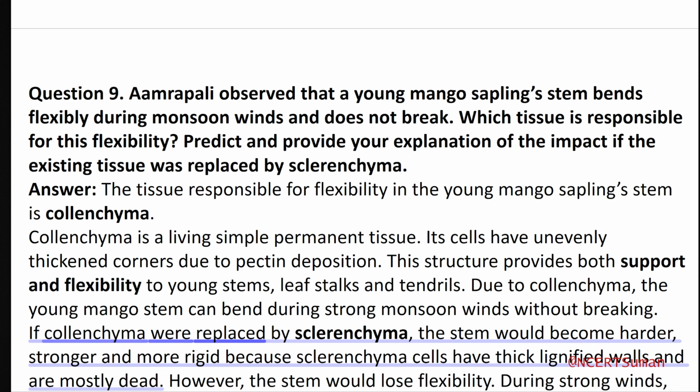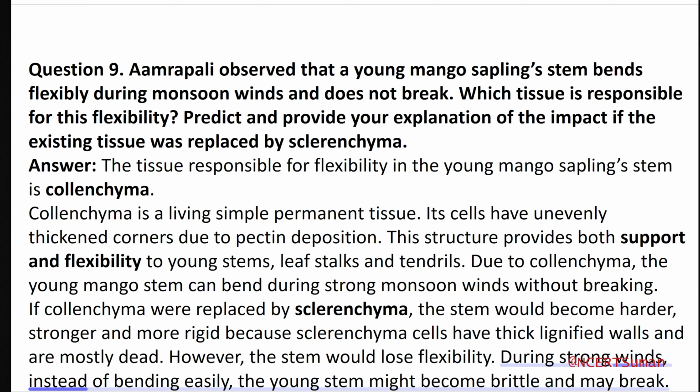If collenchyma were replaced by sclerenchyma, the stem would become harder, stronger and more rigid because sclerenchyma cells have thick lignified walls and are mostly dead. However, the stem would lose flexibility. During strong winds, instead of bending easily, the young stem might become brittle and may break.